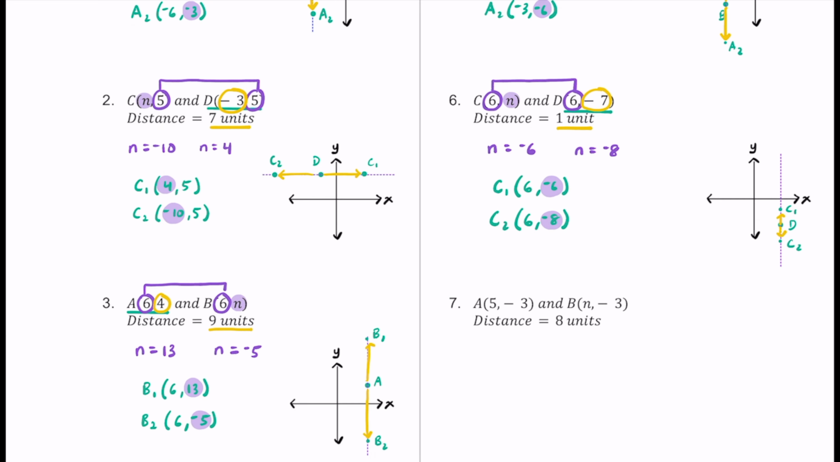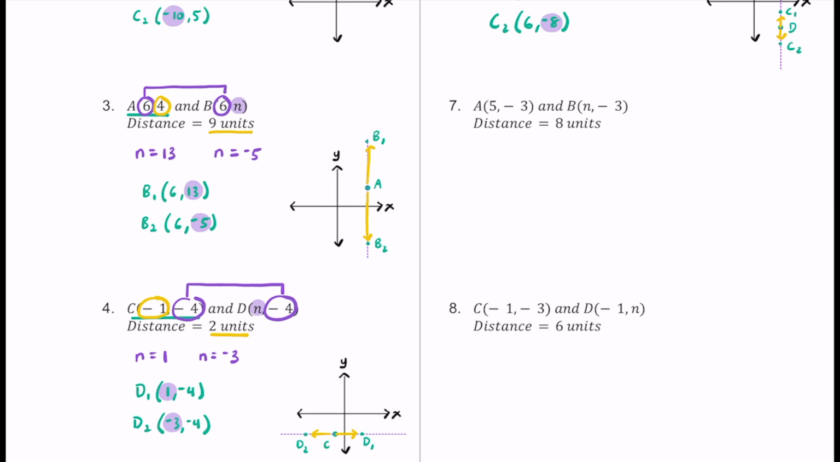All right, let's check out number 7. For number 7, we have point A, which is at (5, -3), and point B, which is located at (n, -3), and we're missing the x coordinate for point B. Now point A, we're given information saying it's at (5, -3), so starting at the origin, we can move 5 units to the right and then 3 units down, so it would be over here in quadrant 4. So that's going to be where A is located.